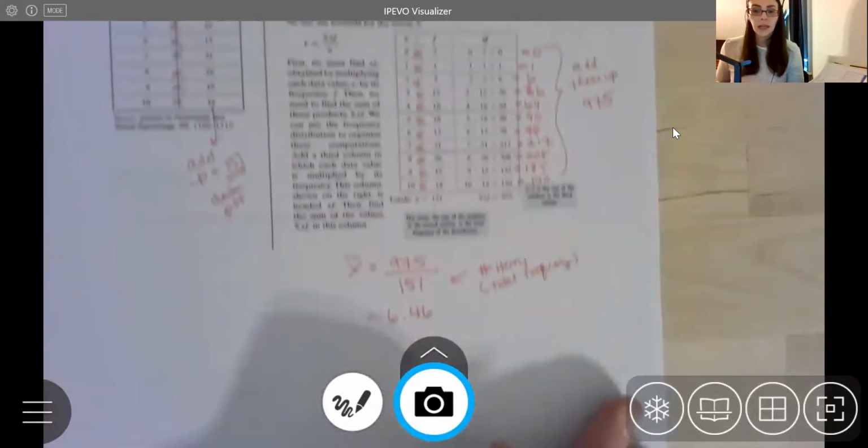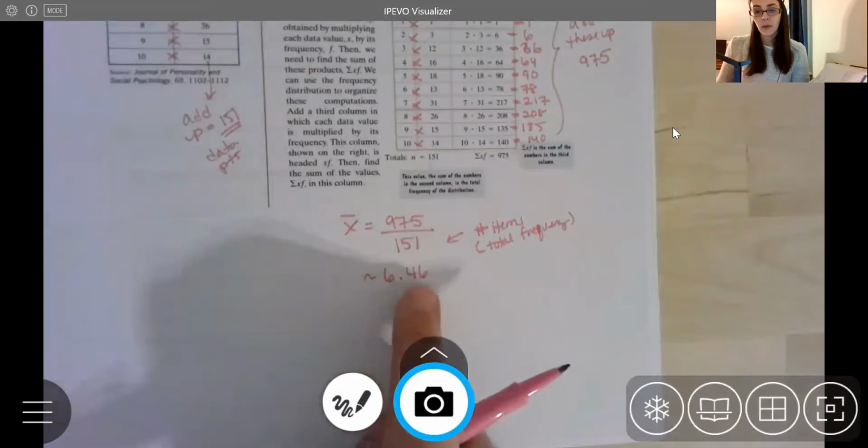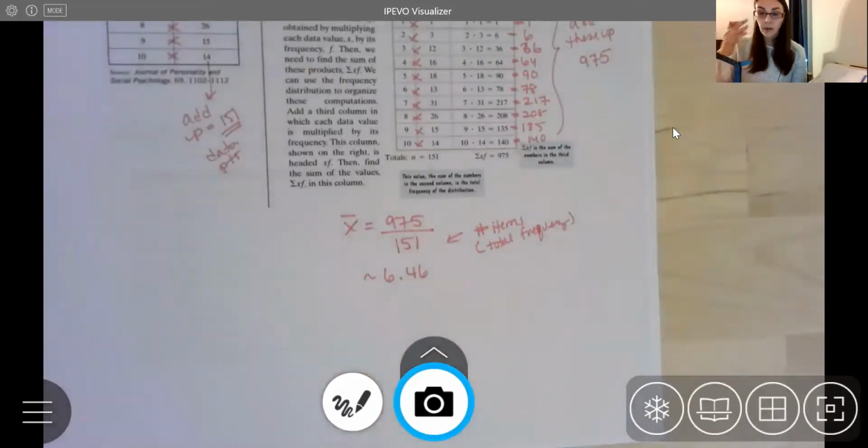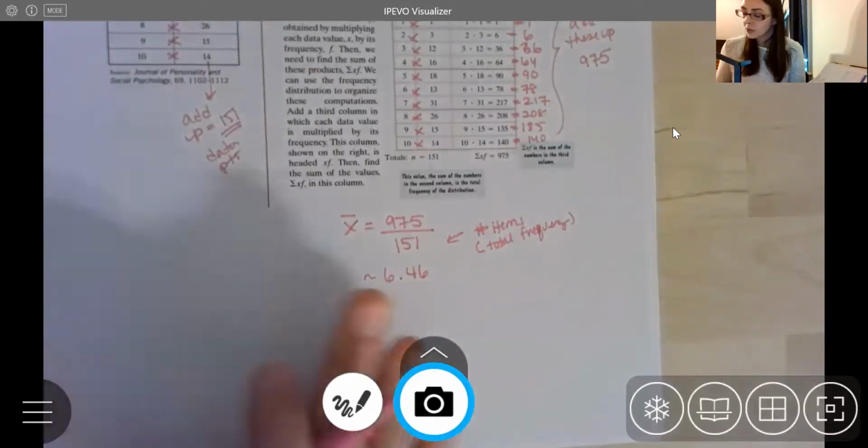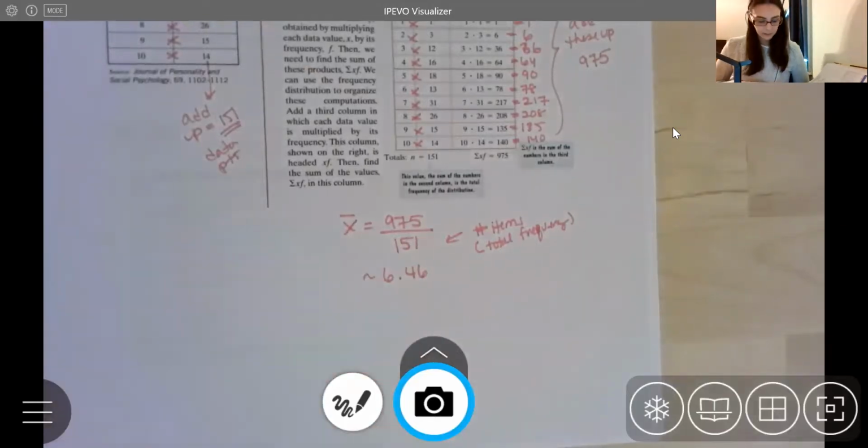And you can see that the mean here is about 6.46. So on average, a lot of the class is feeling pretty stressed, right? 10 is the max, 0 is nothing. So this is 6.5. That's pretty high for the stress level of students in that class.